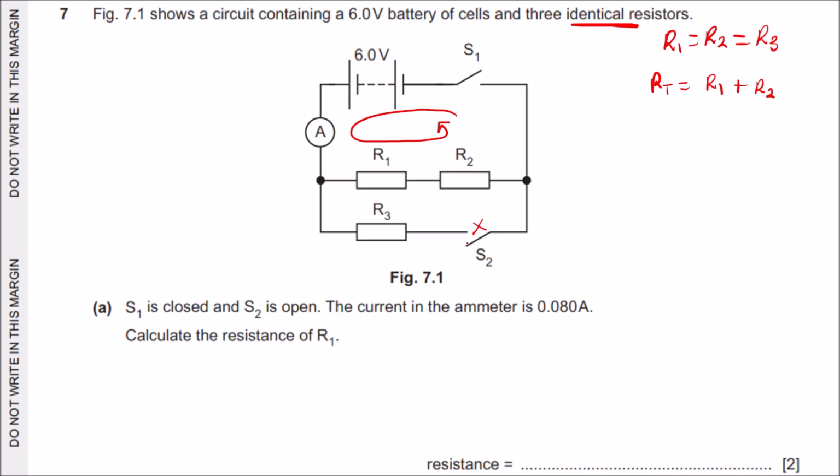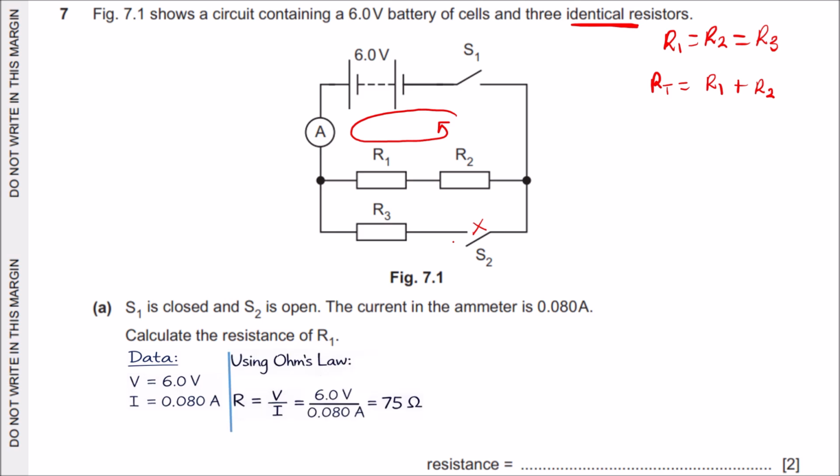So for us to find the resistance of R1, we need to first record the data given. We are given that the voltage in the circuit is 6.0 volts, the current is 0.080, and by Ohm's law we can find the total resistance, because Ohm's law says total resistance is total voltage divided by total current. So our total voltage as given is 6 volts and our total current is 0.08, giving us a total of 75 ohms in the branch.